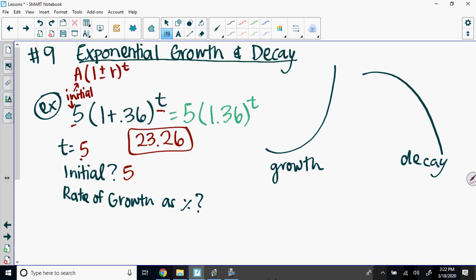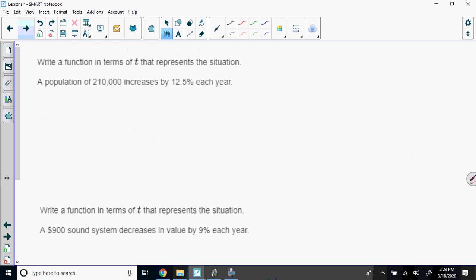So the initial amount is just whatever this number is. The rate of growth as a percent is this number. So it's either the number after the decimal on the 1 or it's the number after the plus sign. And it needs to be as a percent. So we've got 0.36. Change that to a percent, we get 36% because you move the decimal to the right twice. So you'll have a few questions like that.